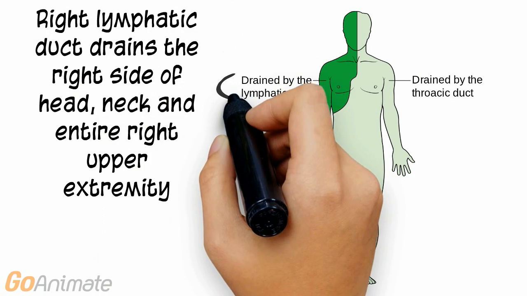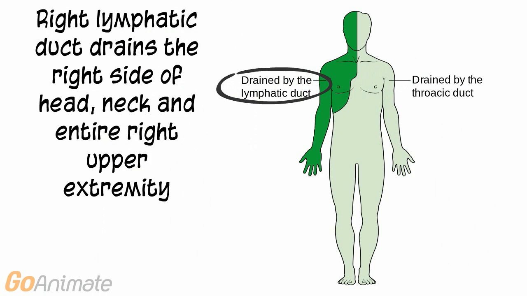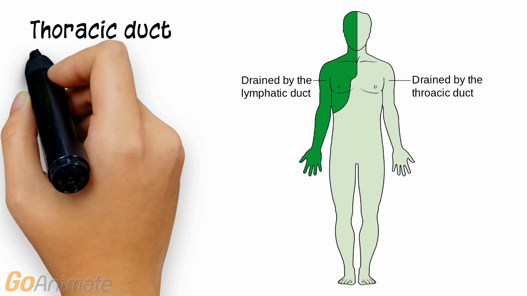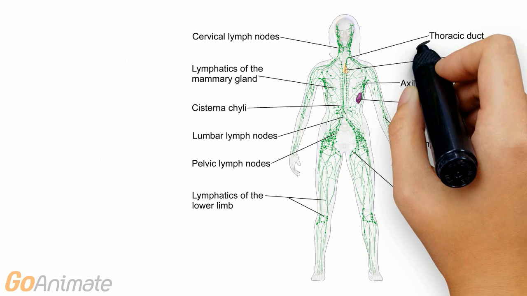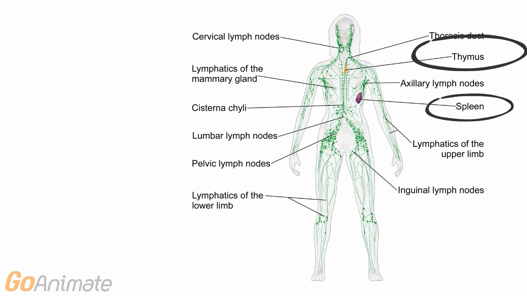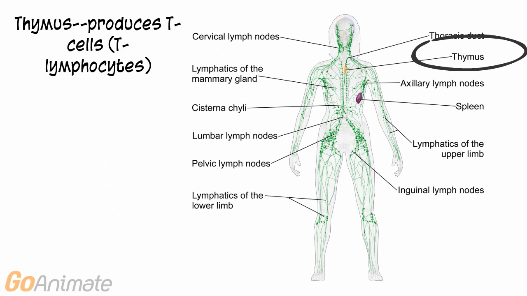The right lymphatic duct drains the right side of the head, neck, and entire right upper extremity, while the thoracic duct drains the rest of the body. Organs associated with the lymphatic system include the thymus and spleen. The thymus produces T cells, or T lymphocytes.